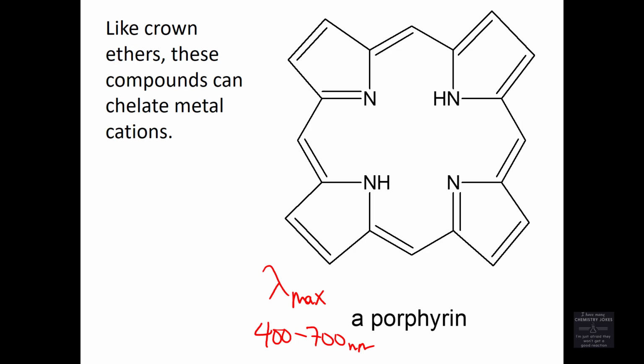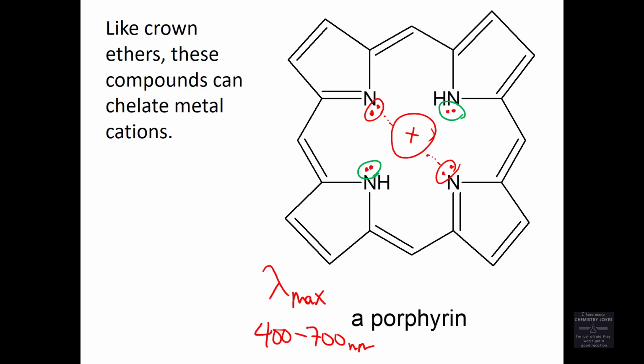Like crown ethers, they can chelate metal cations. We have a lot of little lone pairs in the middle of this porphyrin ring, and those lone pairs can chelate metal cations. This lone pair and this lone pair is much better at donating than that lone pair and that lone pair, because the green circle lone pairs are allylic. They are part of the pi system. The red lone pairs are vinyl. They are not part of the pi system. So, yeah, it actually relates to a lot of things.